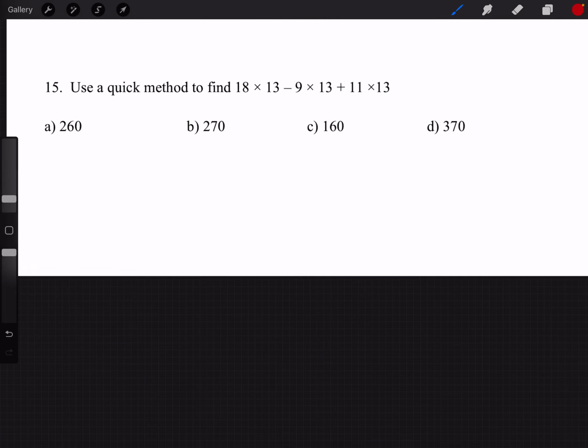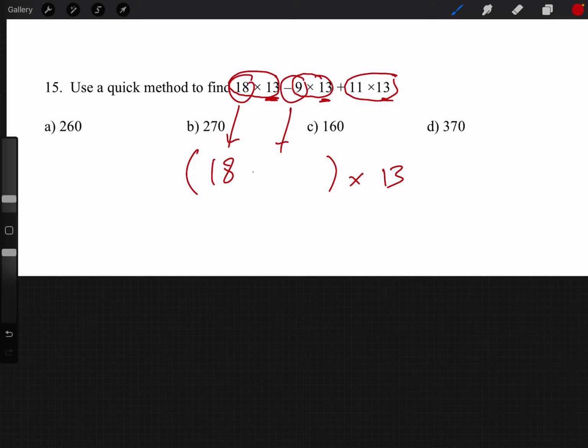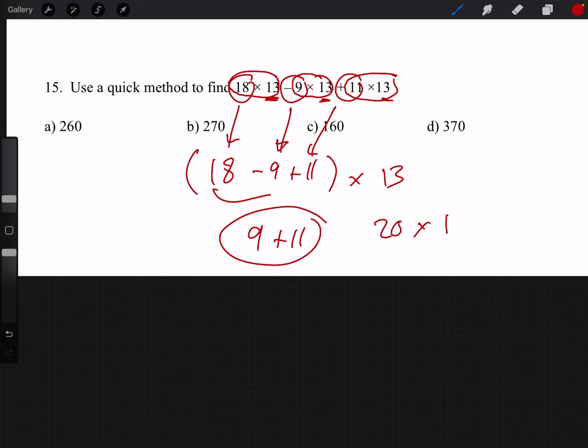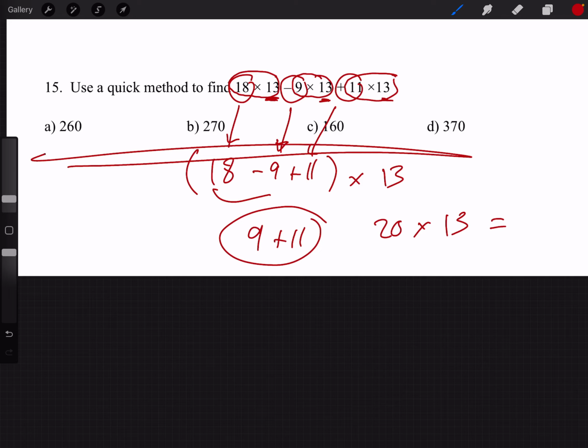All right, question 15. Use quick method. Oh, this is easy. This is multiply, this is multiply, and this is multiply, and they're all multiplying by 13. So all we've got to do is use the quick method. We're going to multiply by 13, but we're going to add all the other numbers up. We're going to add 18. We're going to subtract 9. And we're going to plus 11. 18 subtract 9 is equal to 9. 9 plus 11 is equal to 20. 20 times 13. You can work it out and get the answer for one of these.